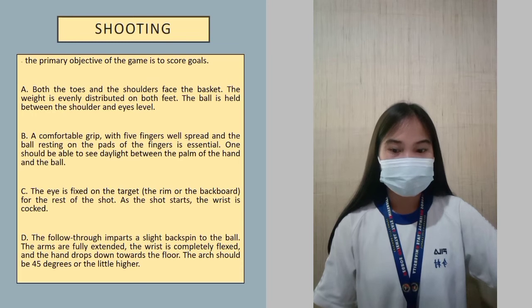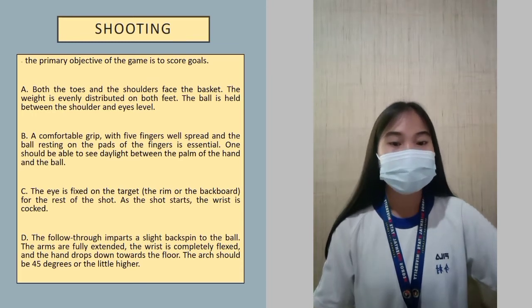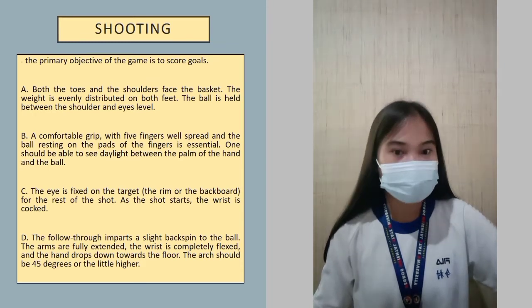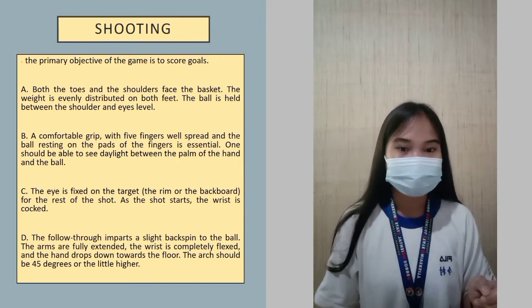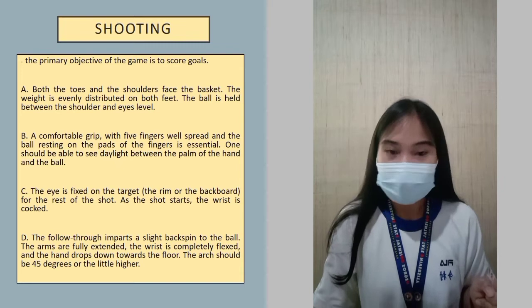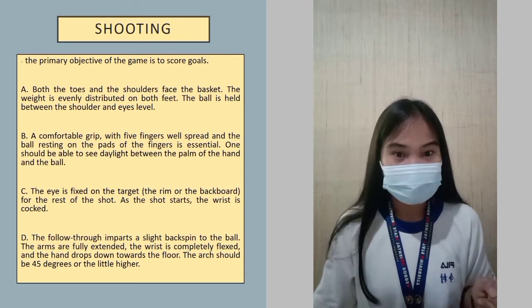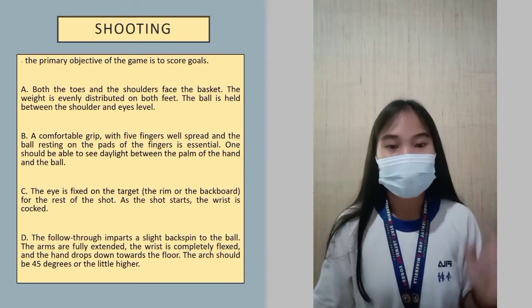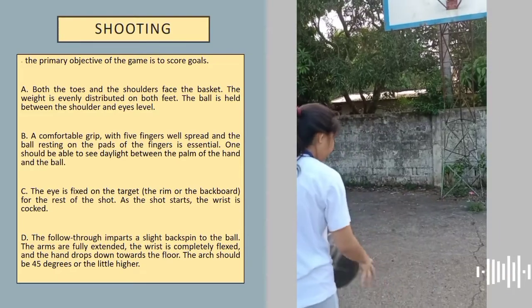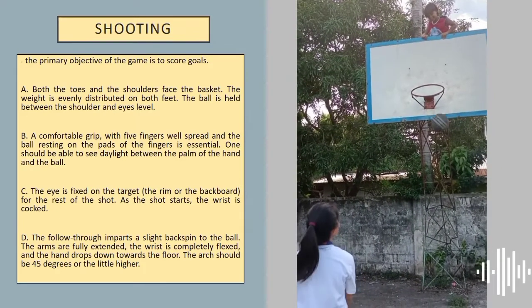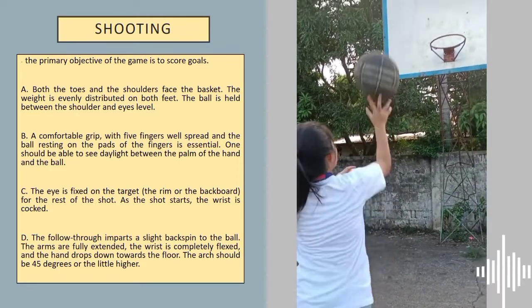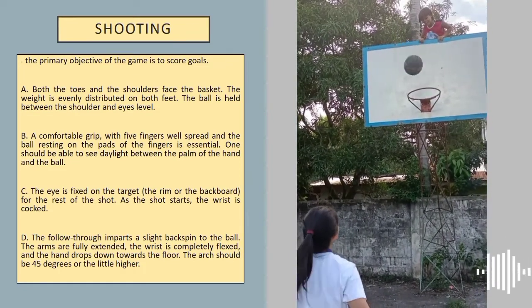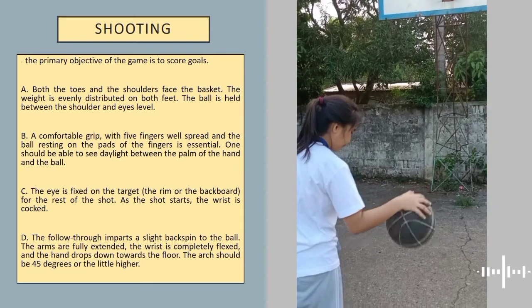Fourth, shooting. The primary objective of the game is to score goals. That is why it is also one of the most important skills to learn in playing basketball. You cannot just play basketball without aiming for a goal. So how to do shooting? Both the toes and the shoulders should face the basket. The weight is evenly distributed on both feet. The ball is held between the shoulder and eye level.